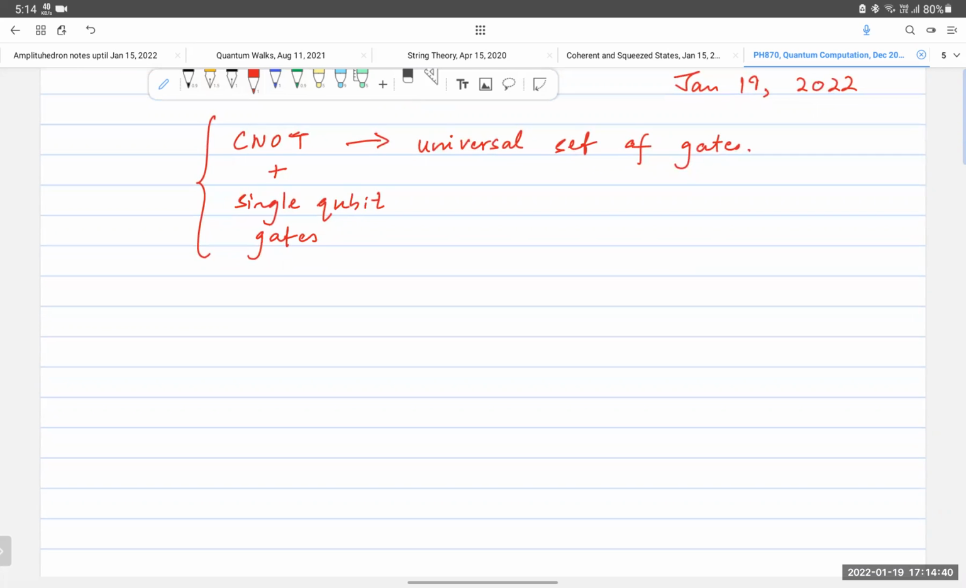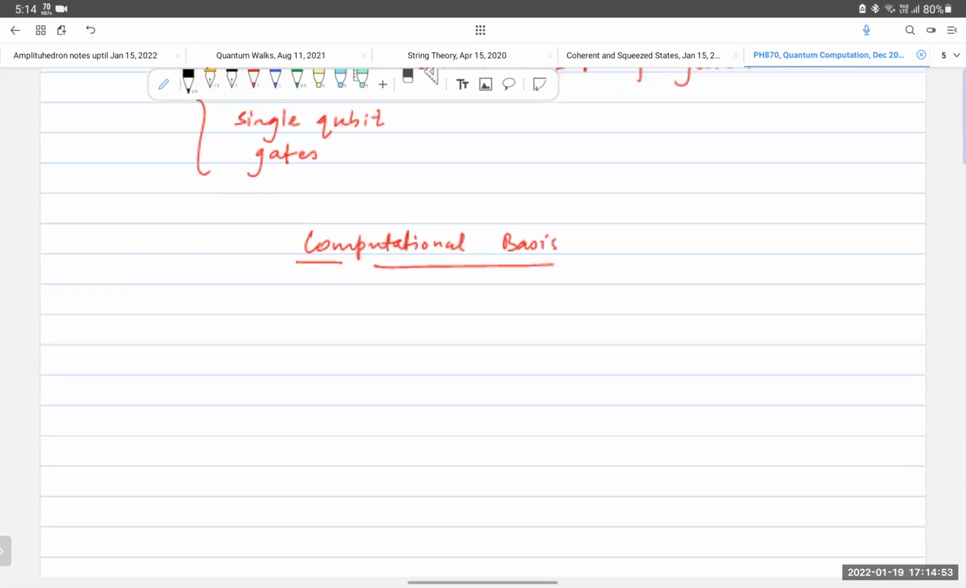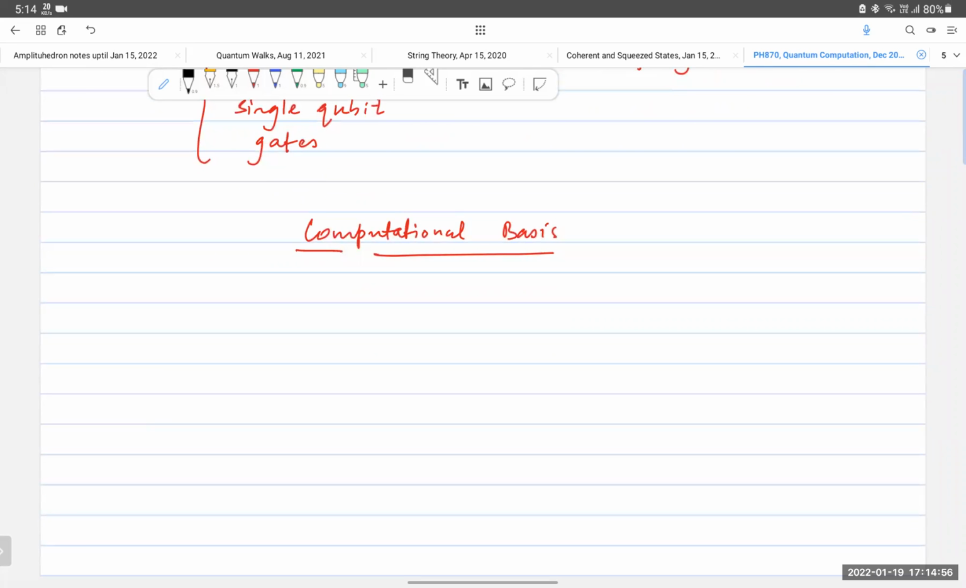Now, let me talk about something that we will be using all the time, and this is called the computational basis. Let me introduce what this is to you. Let's work with 2 qubits first. For 2 qubits, our state can be written in this way.